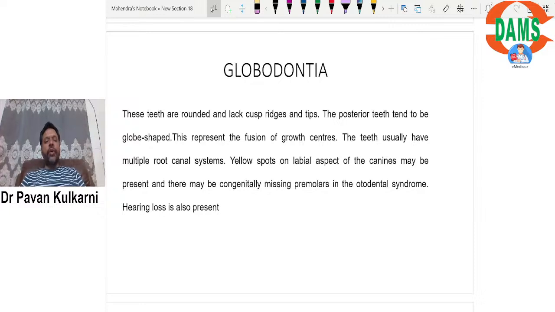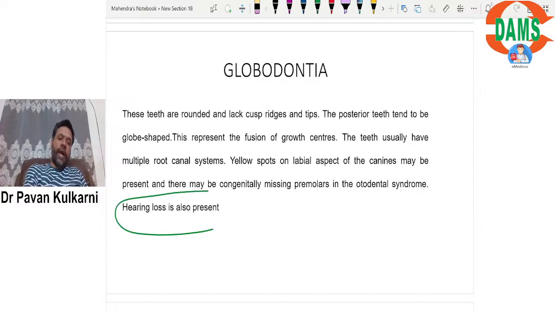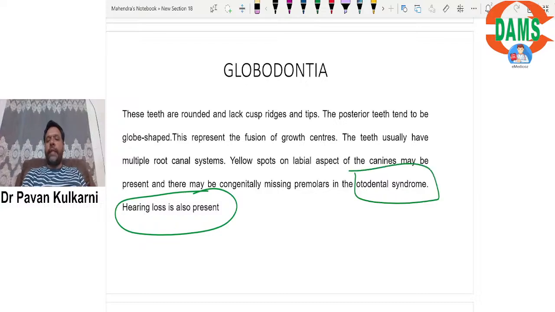Okay, so these globodontia patients will also have hearing loss. That is why this is also known as otodental syndrome. Globodontia is also known as otodental. Oto means hearing loss, and dental here is globodontia. Globe, like smooth. The teeth will not have any sharp cuspal ridges, cusp tips. Okay, it will be rounded.